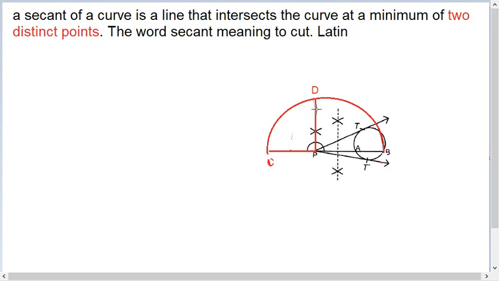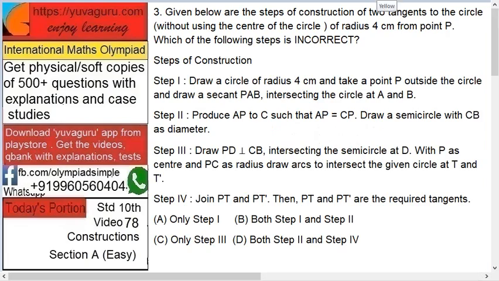cutting of where the arcs intersect, and then intersect. This will be perpendicular. Mark it on the semicircle. Okay, it's not that easy.